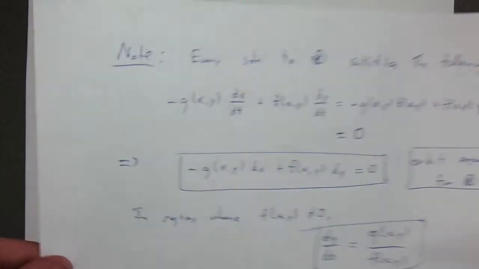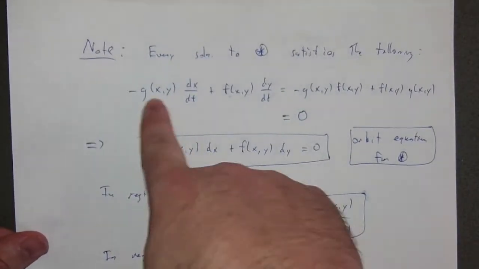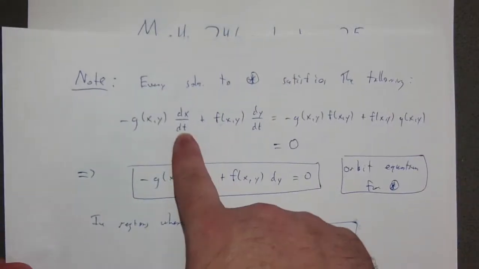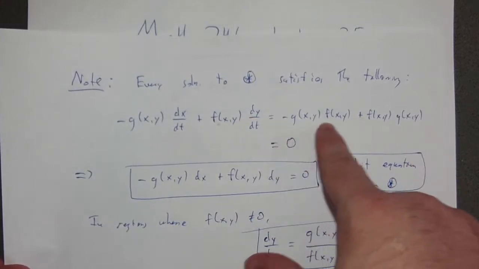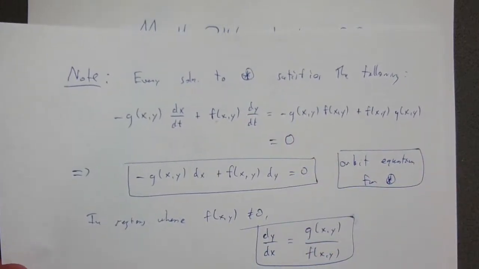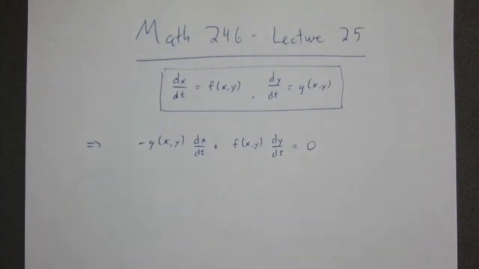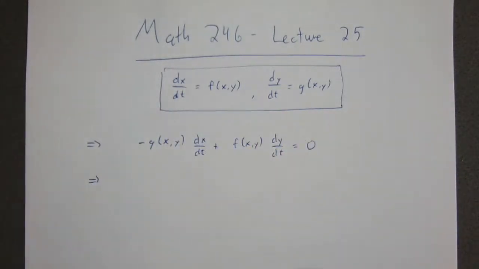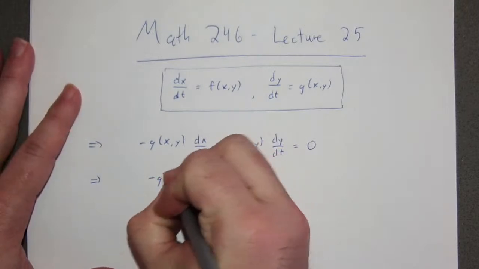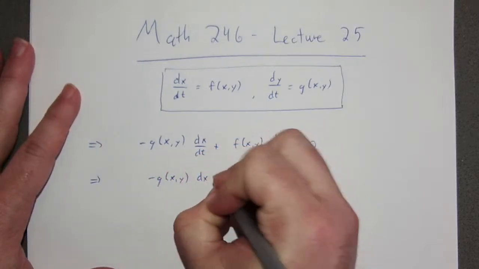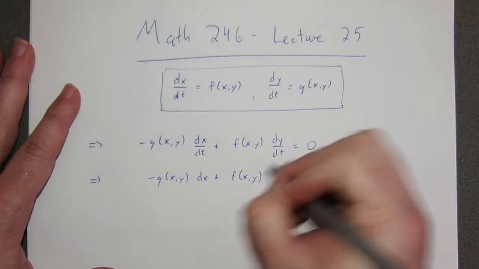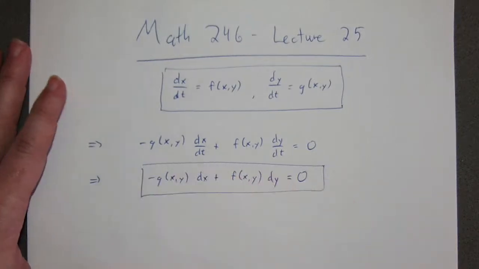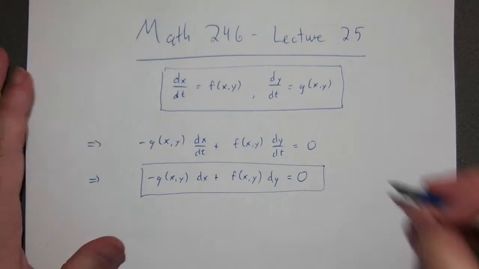So just really quickly, if I write this out, since dx/dt is f and dy/dt is g, I get minus gf plus fg, which is 0, of course. And so we get this thing, which is called the orbit equation, associated to this system. So clearing denominators here, writing this in differential form, or separated differential form, this is what it looks like. Okay, and this is my orbit equation.